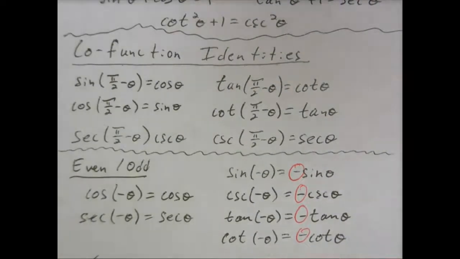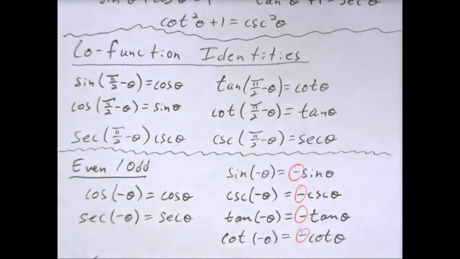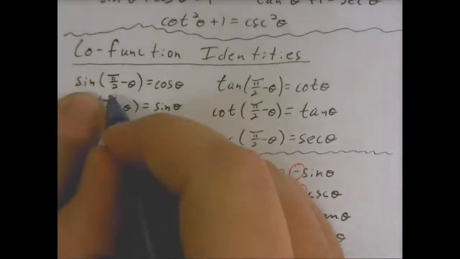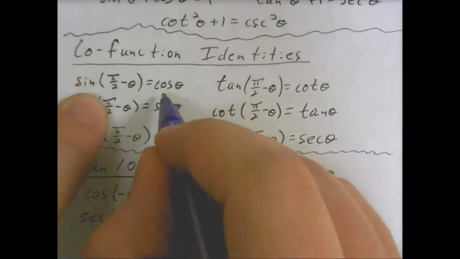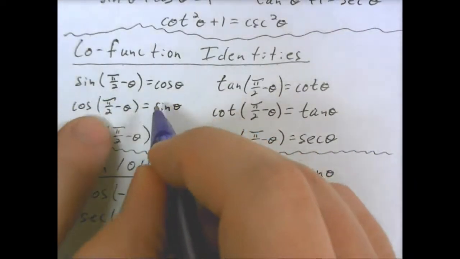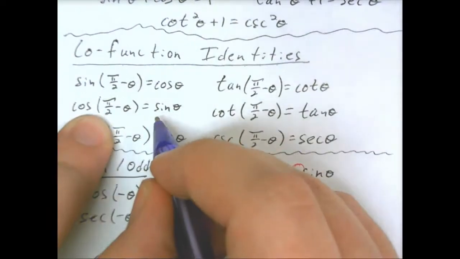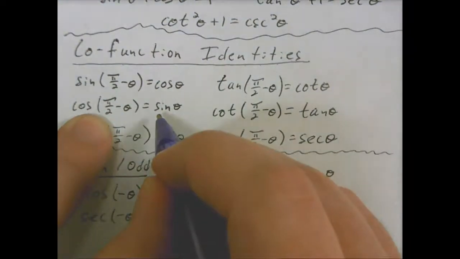Alright, here's how you memorize the cofunction identities. So notice, sine of pi over 2 minus theta is cosine. Whoa, co. Cosine of pi over 2 minus theta is sine. Whoa! You took away the co.